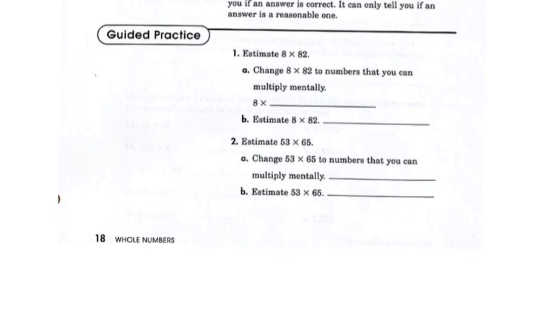So for our guided practice, we're going to estimate 8 times 82. It says to change 8 times 82 to a number you can multiply mentally. 82 is close to 80. So then when I estimate that, I know that 8 times 8 is 64. And then I add a 0 because I can't get rid of the place value. So an estimate for that would be 640.